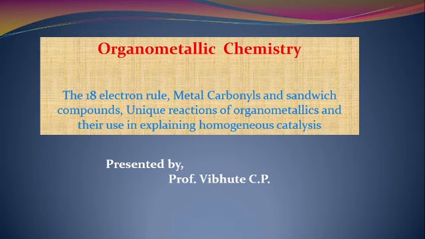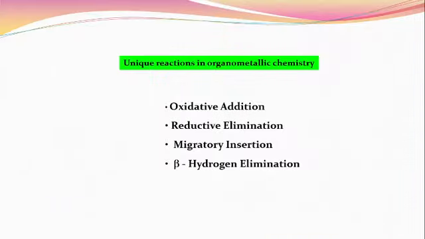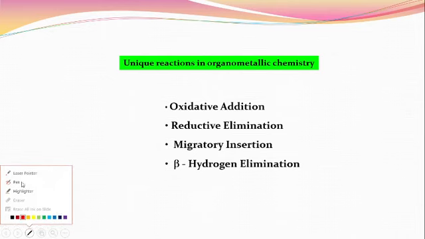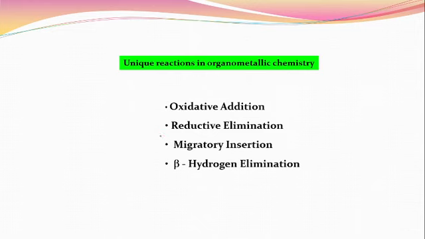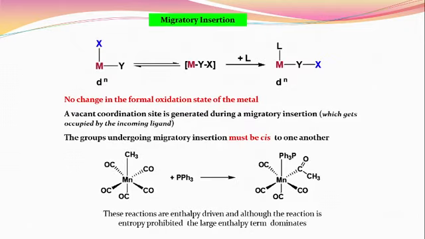Organometallic chemistry. Last time we started to learn some unique reactions which always occur in organometallic chemistry. We already discussed two reactions: oxidative addition, and the second one, reductive elimination. We learned these two reactions in the last lecture. Today we are going to learn migratory insertion and the beta hydrogen elimination reaction. So let us start our topic. First, migratory insertion.